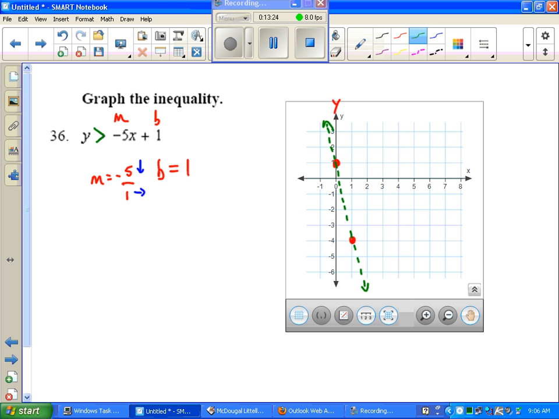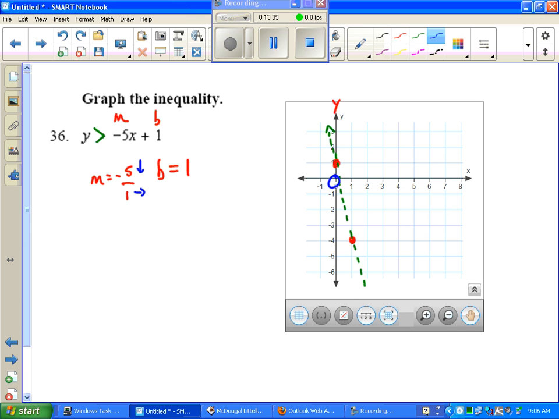We have one more thing to do. We either need to shade everything here or we got to shade everything there. You can't just guess. We have to determine which one it is. Your line does not cross through, even though it looks like it gets close. It does not cross through the point 0, 0.